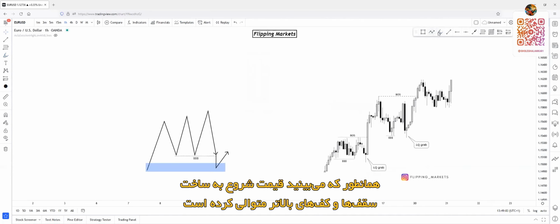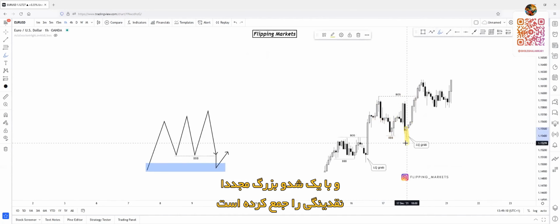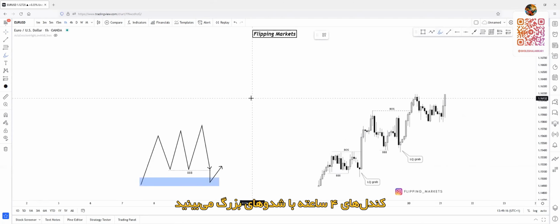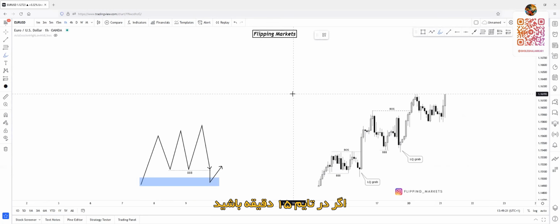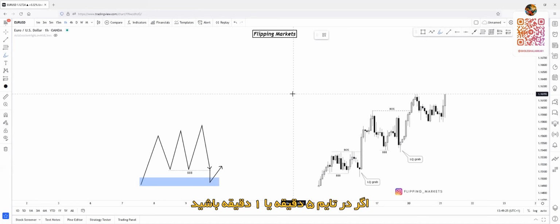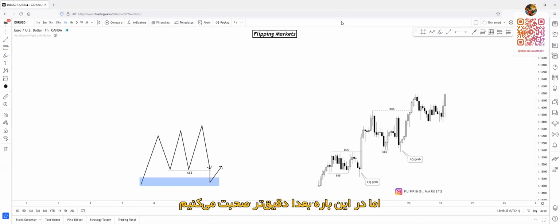Okay, as you can see, price started to form a series of higher highs and higher lows, created liquidity here again, and with a huge wick, it swept the liquidity from that region too. So yeah, if you're on the 4-hour chart, you will want to see the 4-hour candle create a huge wick. If you're on the 15-minute chart, you want to see a 15-minute candle create a huge wick and the liquidity sweep. If you are on the 5-minute and the 1-minute chart, you want to see a 5-minute or a 1-minute candle create the liquidity sweep. But we will talk about this later more precisely.